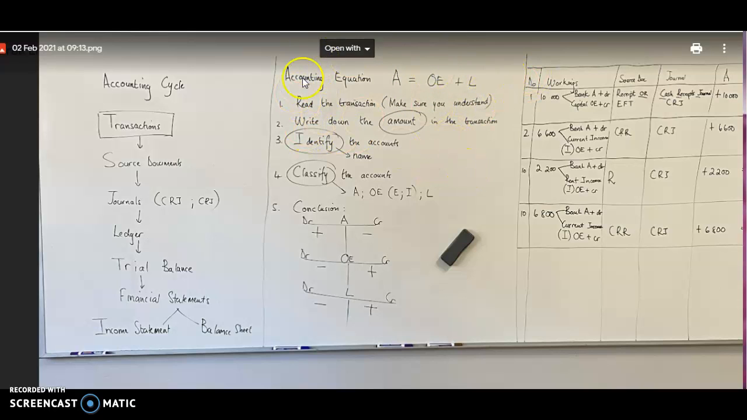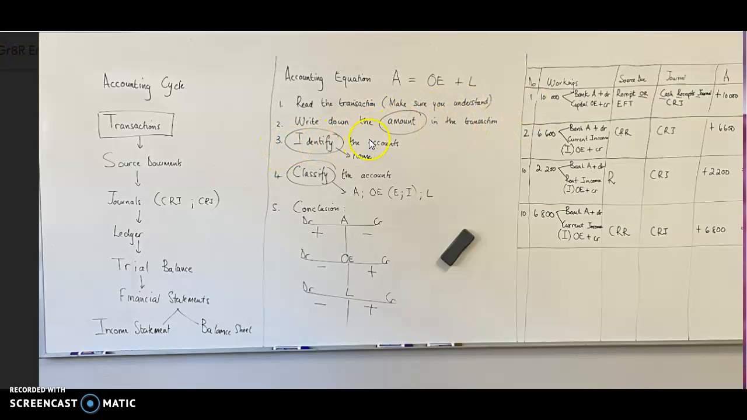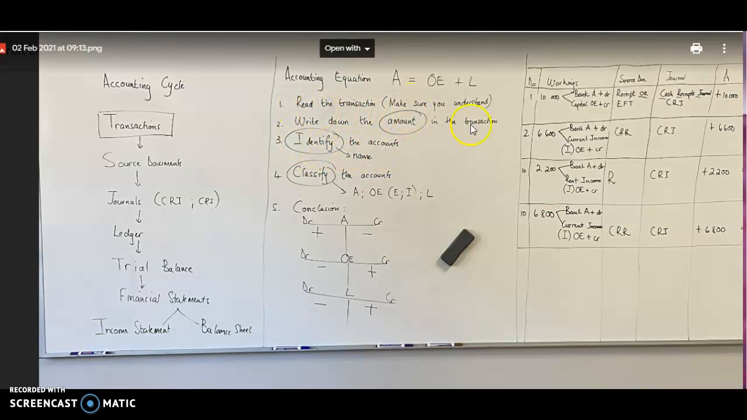So what will we do when we do the accounting equation? The steps are the following. Number 1, read the transaction and make sure you understand the transaction. What is going on in this transaction? Then number 2, write down the amount in the transaction. And then number 3, you identify what the account name is. So let's say, for instance, we have the Pick and Pay. You will say, okay, it's for Pick and Pay.